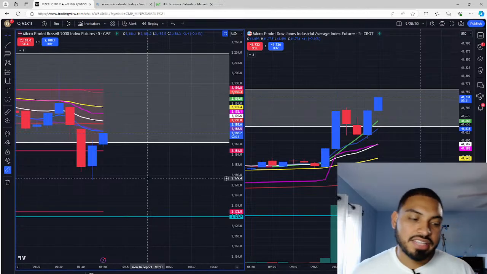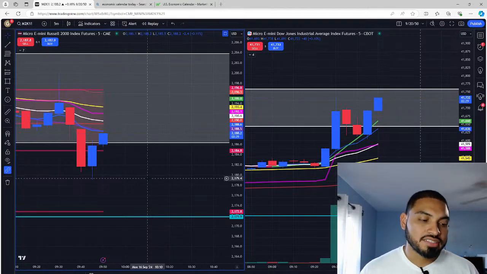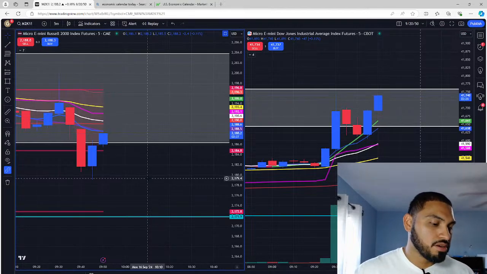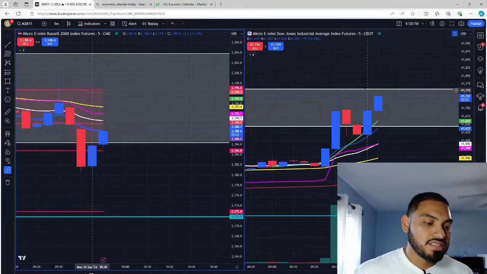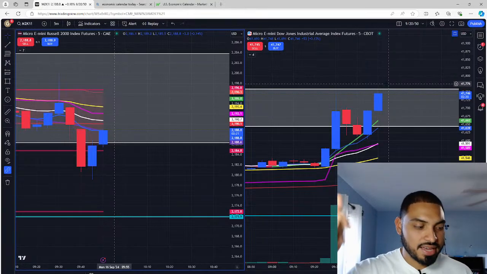So this EMA bounce on the Dow Jones was expected. Consolidates on 9 EMA. Indicators to the upside. Take that bounce. Target day high. Quick scalp, easy money.